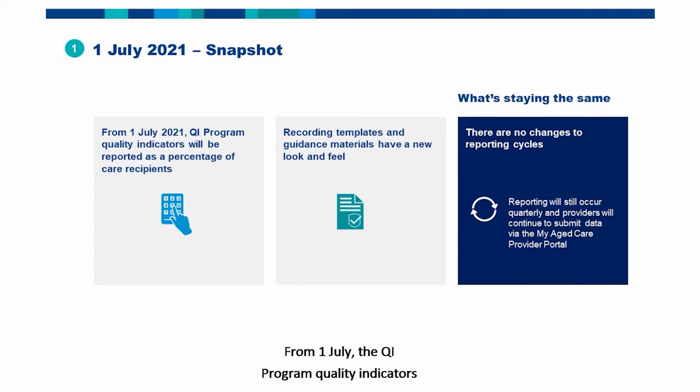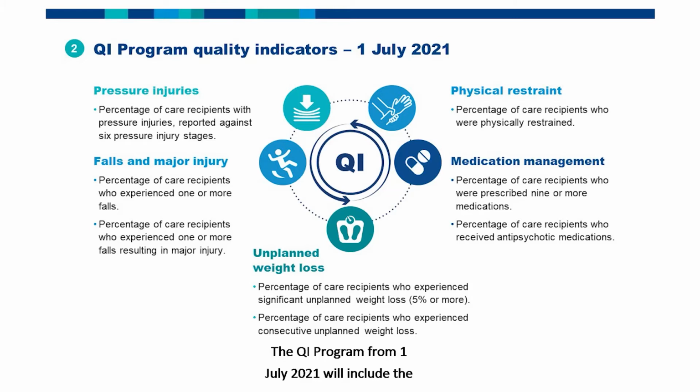From 1 July, the QI program quality indicators will be reported as a percentage of care recipients. There have also been a range of enhancements to make the QI program easier for providers to collect and report data. The quality indicators have been updated based on best practice to provide more simple measures that are easier to report. Some key elements of the QI program remain the same, including reporting cycles, which will still occur at the end of the quarter via the My Aged Care provider portal. So the QI program from 1 July 2021 will include the following quality indicators.